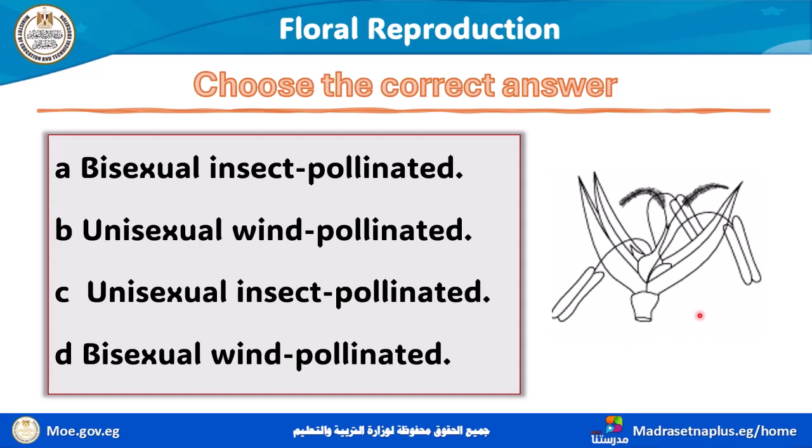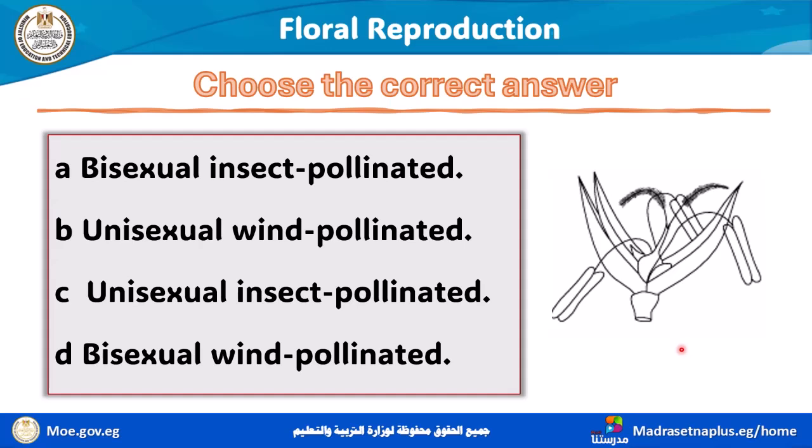and choose the correct answer about the sex of the flower. By observing this figure, we can notice the existence of the pistil and the stamen. So the flower here is a bisexual flower.